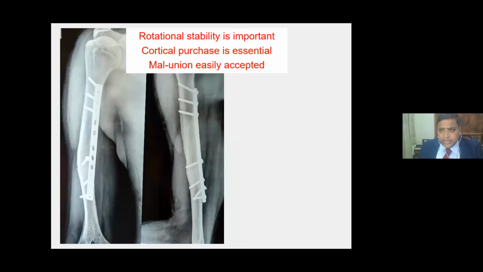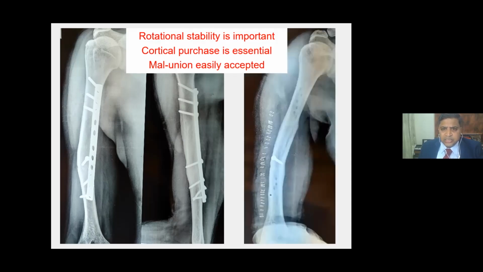So what has helped in this case particularly? I think it is basically that we don't always need a good axial stable implant in cases of shaft humerus. We need a good amount of rotational stability. We need a good amount of cortical purchase. Since he is a young patient, even these 3 screws have given a good amount of stability so that this fracture has united. So you can see there is some amount of varus malunion, but I think this is easily accepted. Even the patient demanded implant removal, which was done later on.